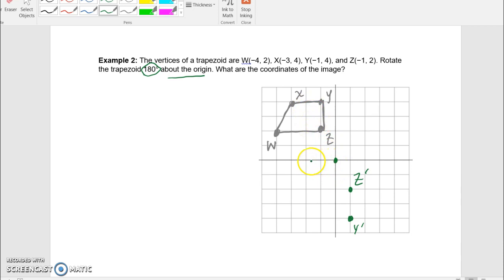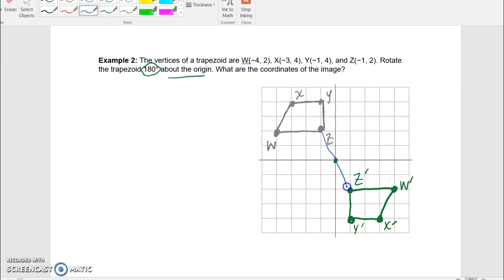W prime is going to be 1, 2, 3, 4 left, so W prime will be 4 to the right and 2 down. And excuse me, X is 1, 2, 3 to the left and 4 up, so 3 to the right, 1, 2, 3, and 4 down. And that's X prime. So I need to connect my points. And my trapezoid is the same shape, same size, it's just laying differently. So that means its orientation has changed.